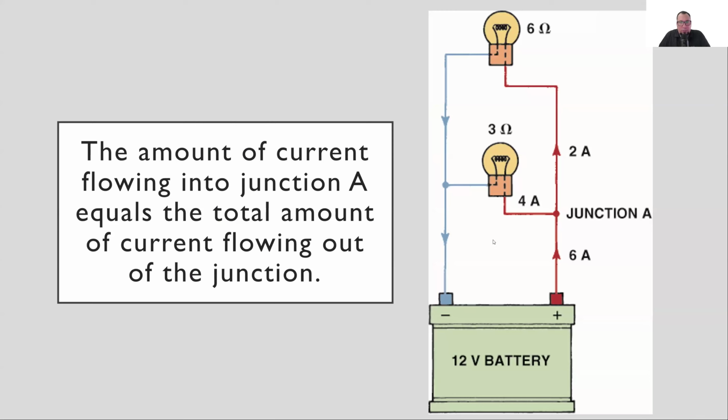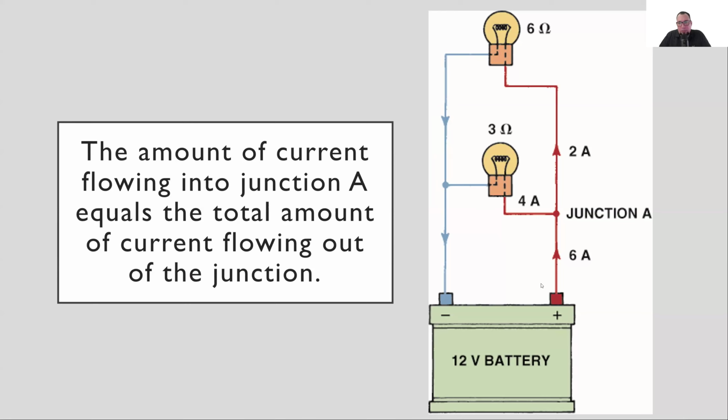Now we're moving into another example of a circuit. This circuit here has 2 resistors. We have 2 bulbs. One bulb is 3 ohms. The other bulb is 6 ohms. There's also 6 total amps in the circuit and 12 volts in the battery.